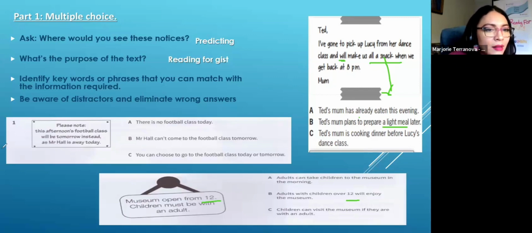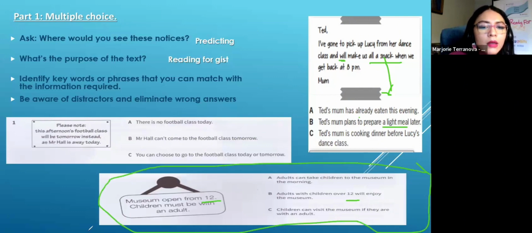Can anybody tell me in the chat what would be the correct answer for this notice? Museum open from 12. Children must be with an adult. The answer might be A, B, or C. Write in the chat, please. Okay, very good. I think Eduardo already got it. Eduardo and Valentina as well.